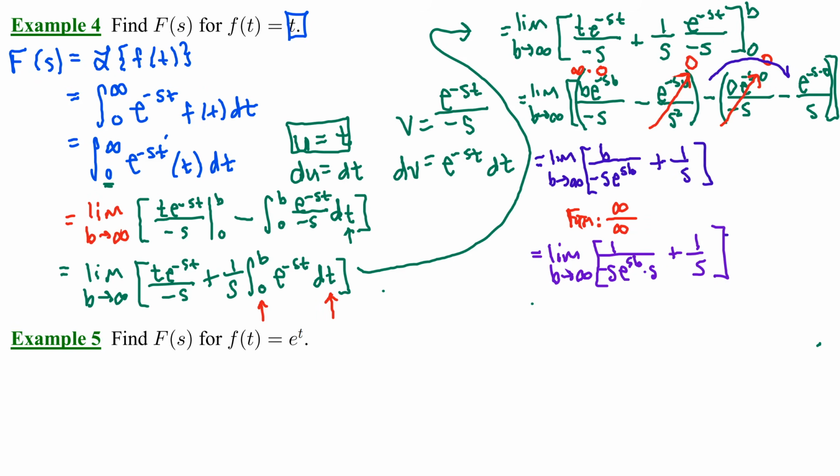As b approaches infinity, e to the sb goes to infinity as well, and 1 over infinity approaches 0. Therefore, the Laplace transform is 1 over s. We can say the Laplace transform of the function t is equal to 1 over s. So that will be a smaller part in a larger context of solving differential equations in your near future.